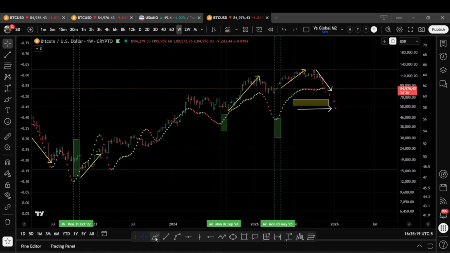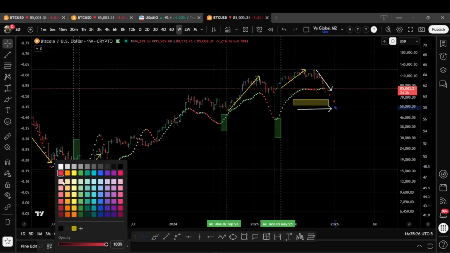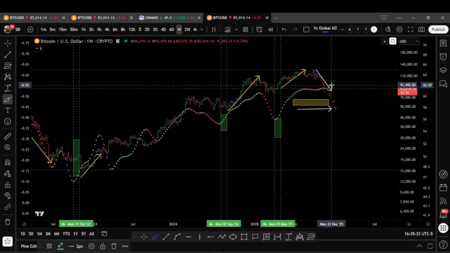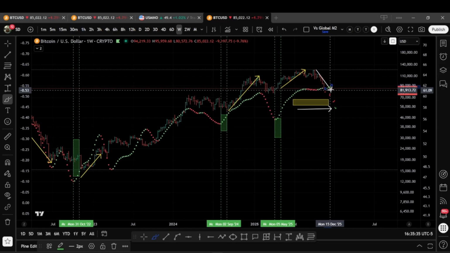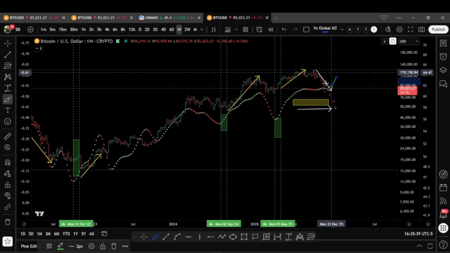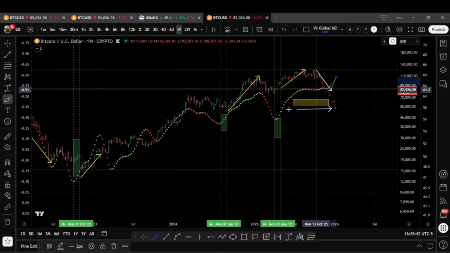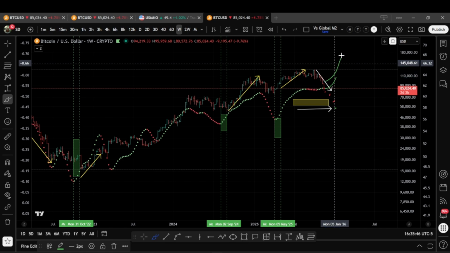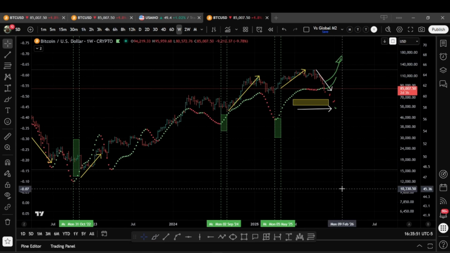So that tells me we're most likely going to see a tick up in financial conditions soon. Maybe there's a few more red weeks. Soon we're going to see a tick up in financial conditions. And it's probably going to be a fairly aggressive one. And then we'll see Bitcoin follow it up. This is what I'm expecting.